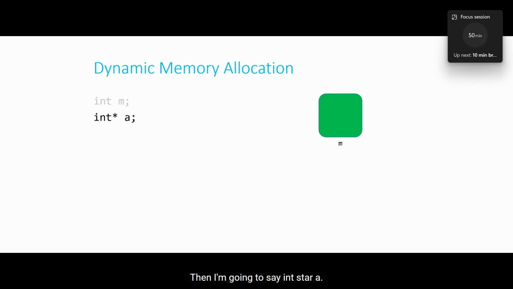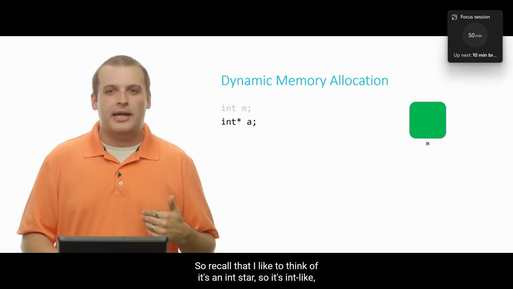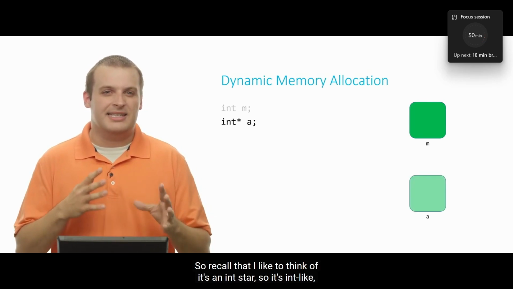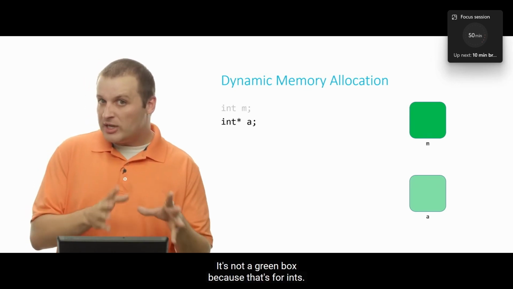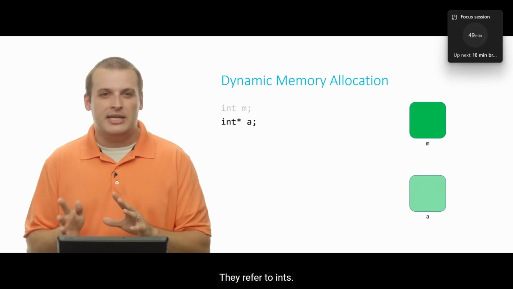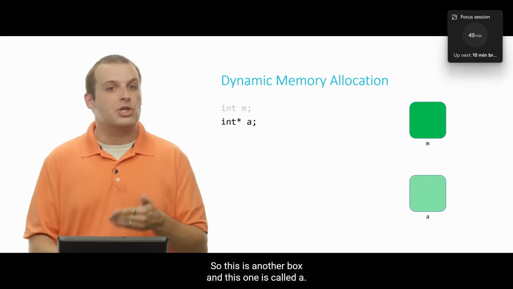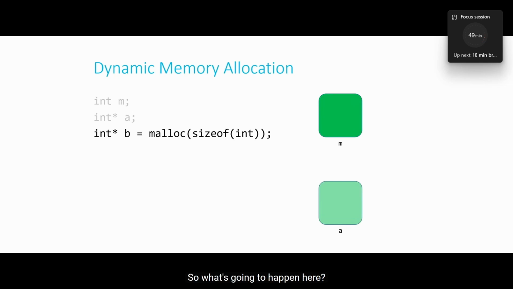Then I'm going to say int star A. So here I'm statically declaring a pointer called A. So recall that I like to think of it as an int star, so it's int-like, so it'll be greenish. It's not a green box because that's for ints, but int stars are sort of greenish. They refer to ints. So this is another box, and this one is called A. Then I can say int star B equals malloc size of int. So what's going to happen here?